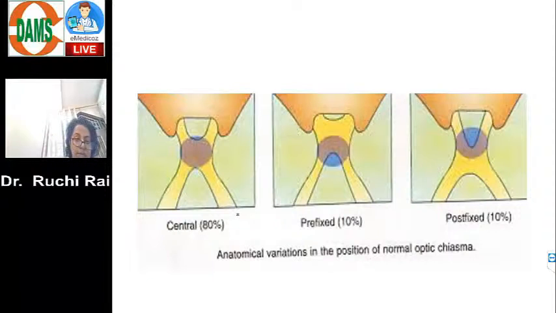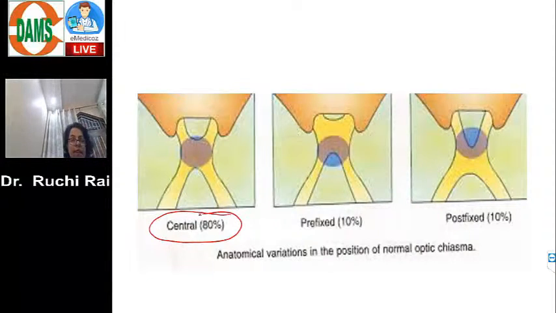Majority of the time, 80% of the time, it is central. Then I will get a bitemporal hemianopia due to pituitary adenoma. This brown circle is your pituitary. So any tumor from the pituitary gland in a central position gives a bitemporal hemianopia. This is why we call it a central lesion. We can write bitemporal hemianopia.